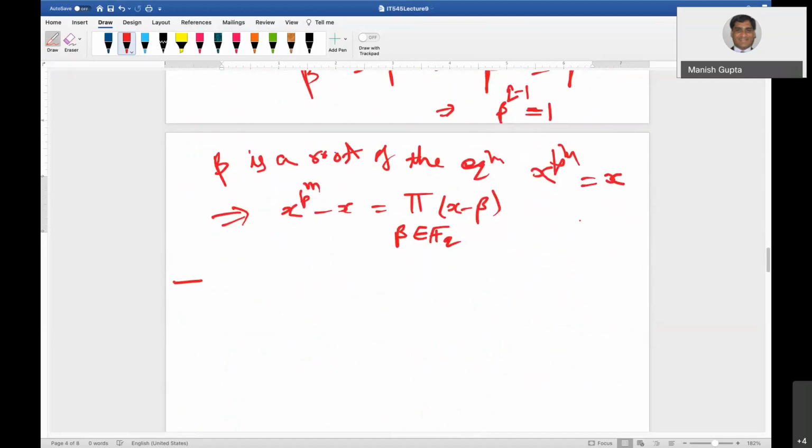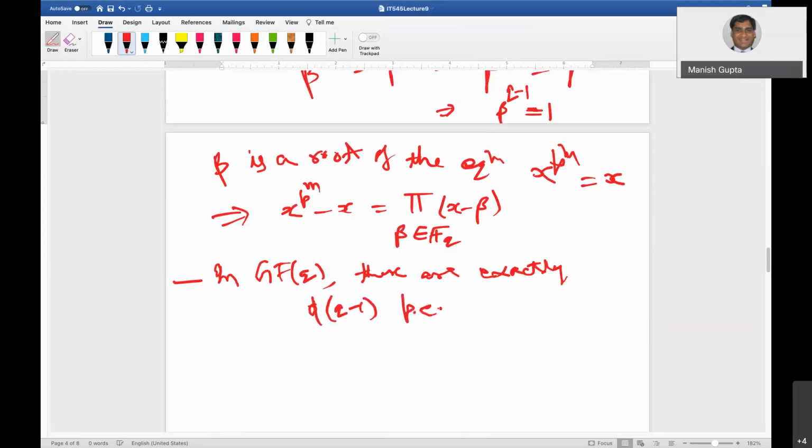Next, in GF(q), next property, there are exactly phi of q minus 1 primitive elements. Okay, so that means in GF4 how many primitive elements will there be?